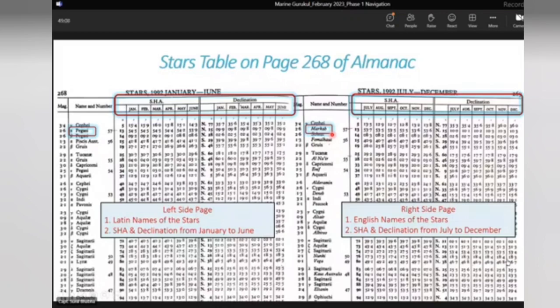Now as far as our exams are concerned, we always use the English names of the star. So whenever you are required to identify and list down the stars, you will be picking up the English names, irrespective of the month of the year, whether it is January or June or July or December, any month of the year, you will be picking up the names in English. That means the name from the right hand side page of the table. So if you are picking up the second star, even for the month of January, the star will be named as Markab and not as Alpha Pegasi.